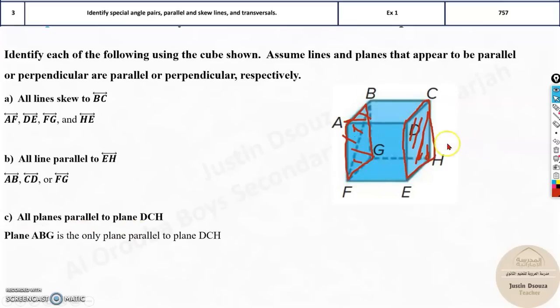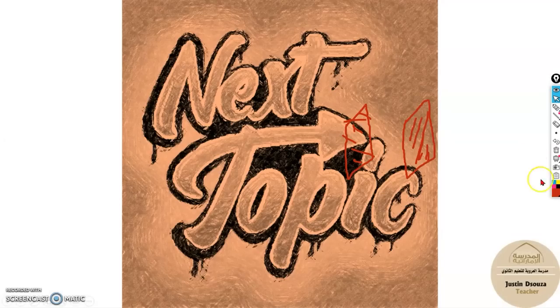ABG is mentioned. You can also see AFG is the same thing. So look into the options which have been mentioned and then select it. This is one of the most simple topics. That's it. That's how we solve it. Okay. So in the next section, we will move on to the next topic.